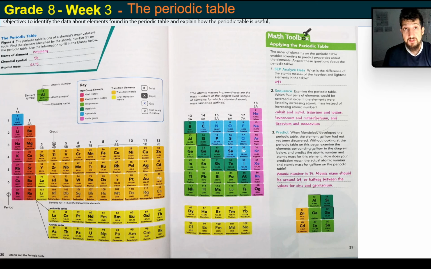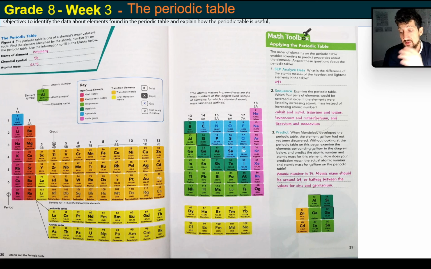How many elements in the periodic table? 118. How are they arranged? By atomic number, by the number of protons. How else are they arranged? They're arranged in groups. Groups are columns. And these groups are according to their properties, according to the number of electrons they have on the outside. So groups that have the same number of electrons on the outside have the same properties.